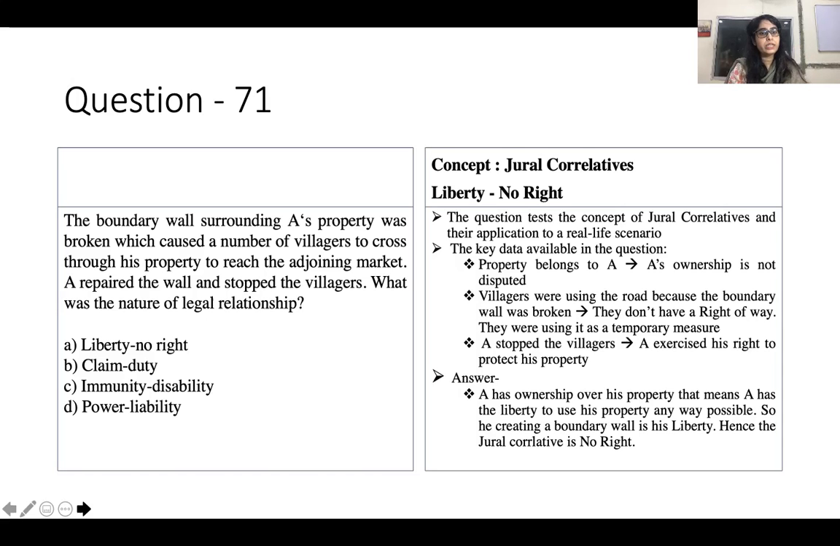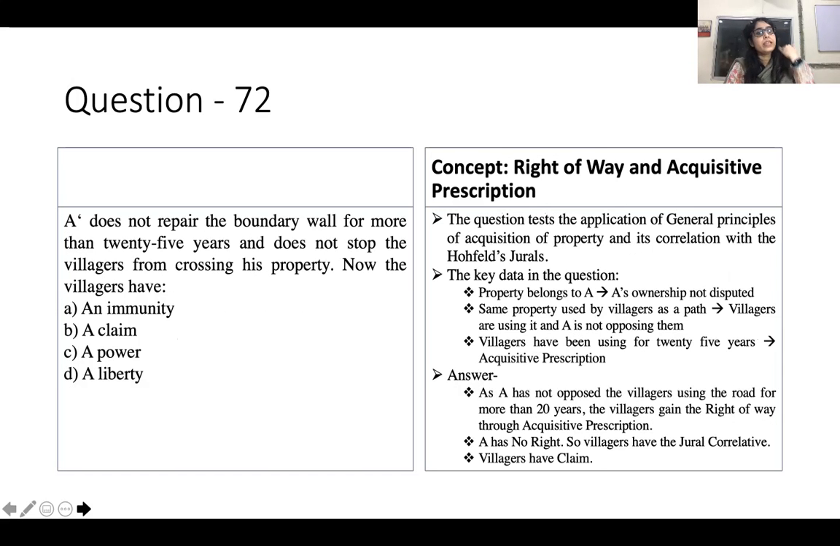So let's move on to the next question, that is question 72. Now A does not repair the boundary wall for more than 25 years and does not stop the villagers from crossing his property. Now what do the villagers have: immunity, claim, power, liberty? Let's see what the villagers have. The question tests the application of general principles of acquisition of property and its correlation with Hohfeld's jurisprudence. And the concept used here is right of way and acquisitive prescription.